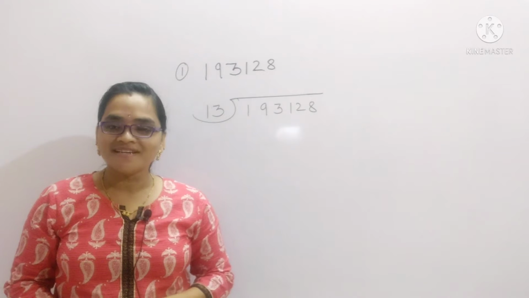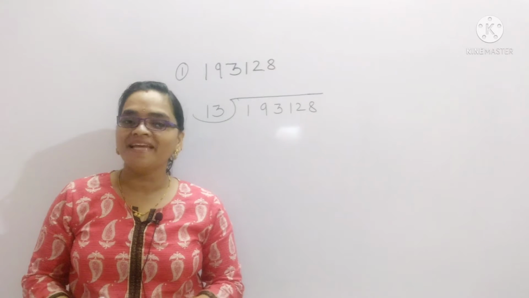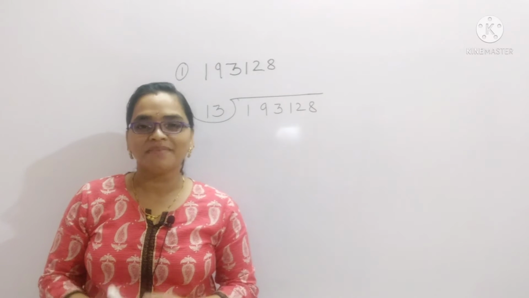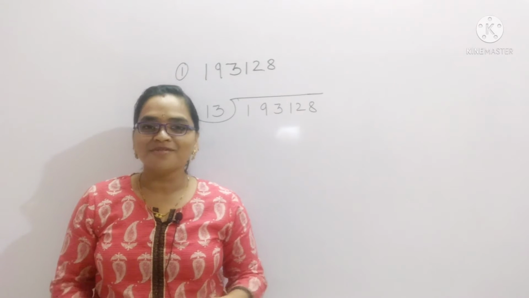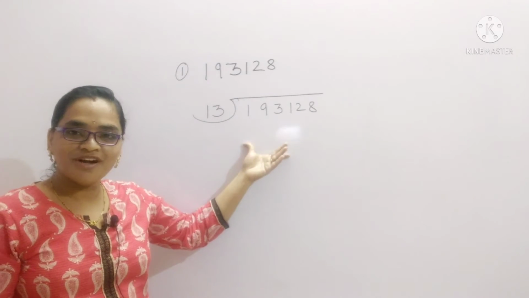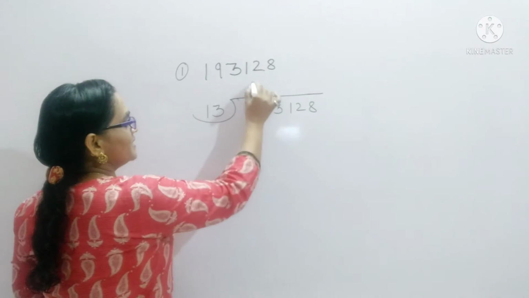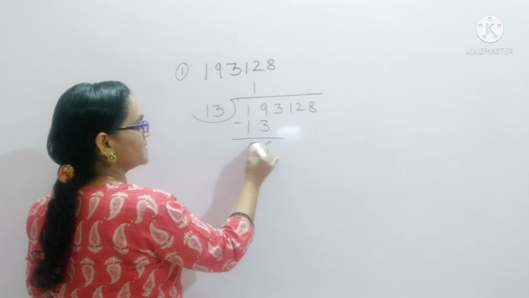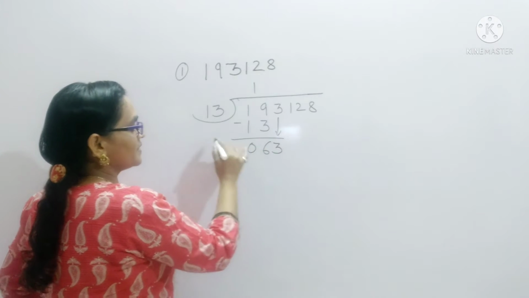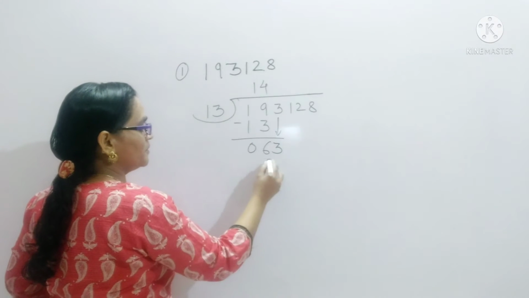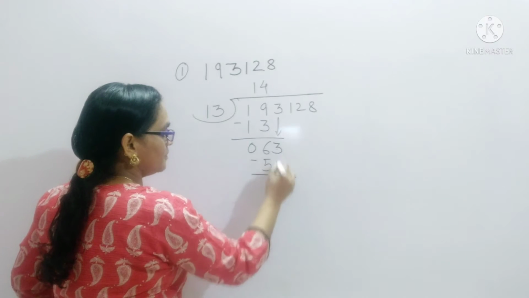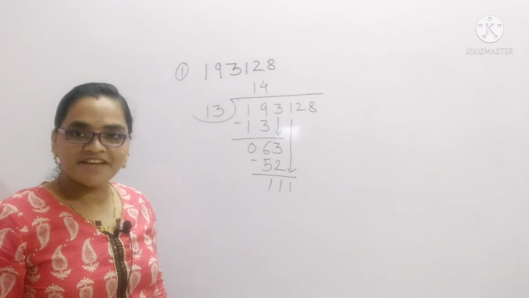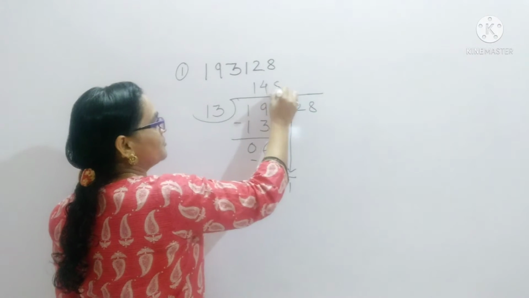Now see, the first example we have checked by applying both tests and we got that the given number is divisible by 13. But then also we will check it by carrying out the long division method. Let's check. 13 ones are 13. 9 minus 3 is 6. 1 minus 1 is 0. Carry 3. 13 fours are 52. 3 minus 2 is 1. 6 minus 5 is 1. Carry out 1, 11. 13 eights are 104.